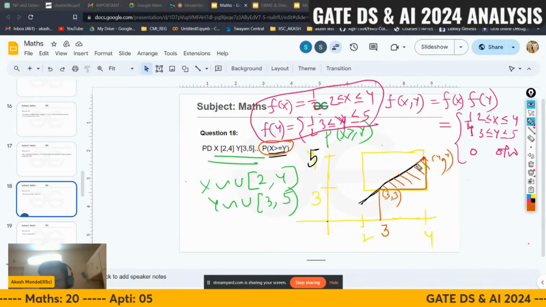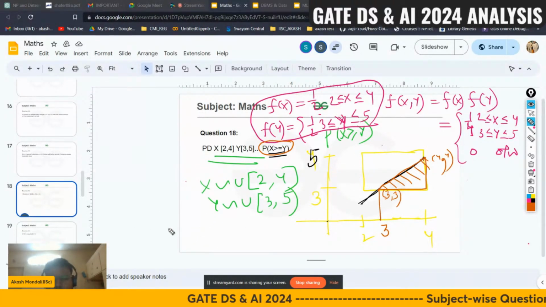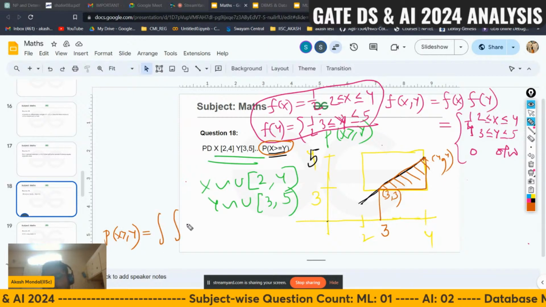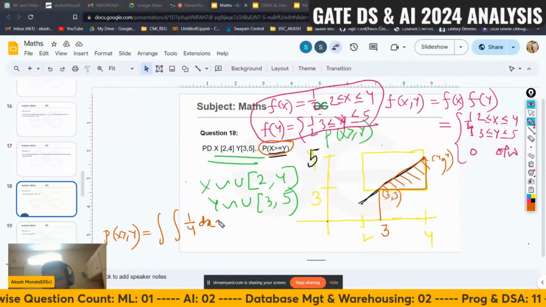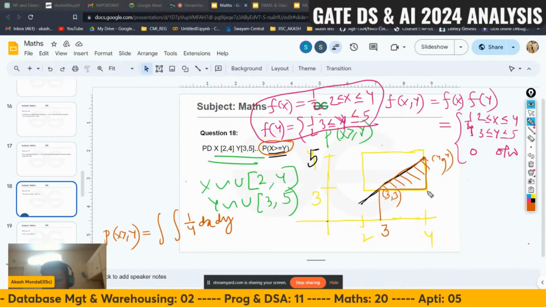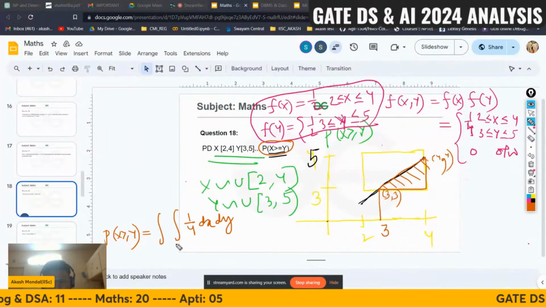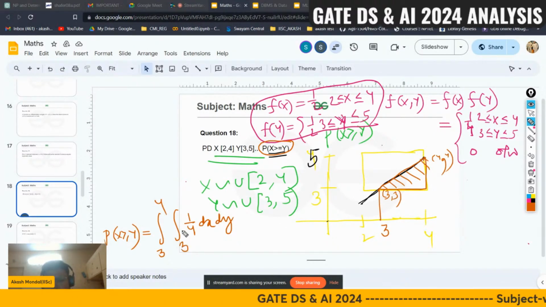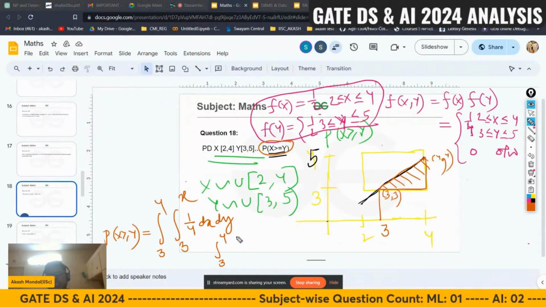You just need to integrate this. You just need to compute the area of this region. How do you do it? The probability of x greater than or equal to y is obtained by integrating the function f of x, y, which is 1 upon 4, dx dy, where x ranges from 3 to 4 and y ranges from 3 to x. Now this is again a straightforward multiple integral which you can easily solve.